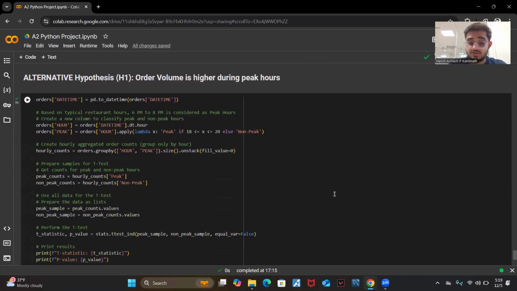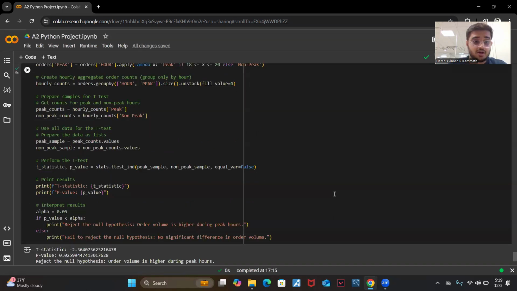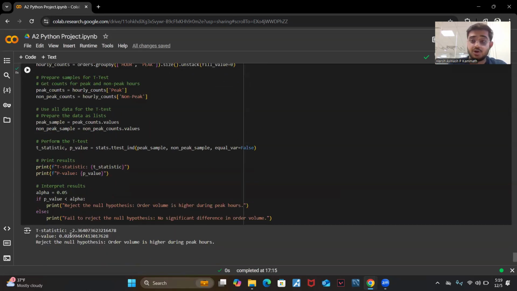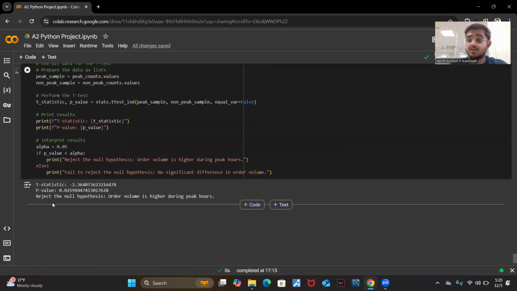Finally, we have the hypothesis testing as well, where we used the p-value of 0.26 to determine that the null hypothesis can be rejected and the order volume is higher during peak hours. Thank you and have a nice day.